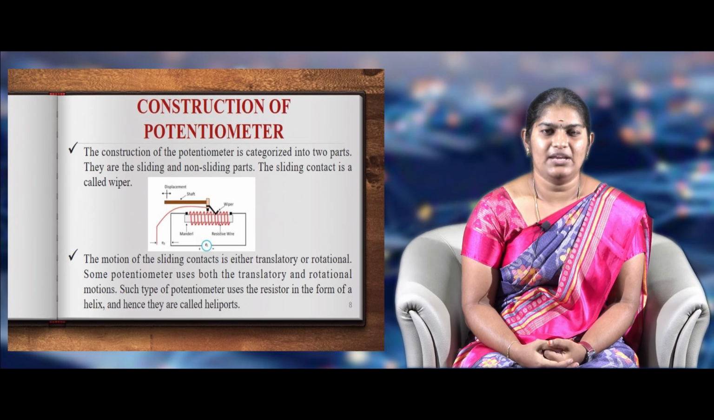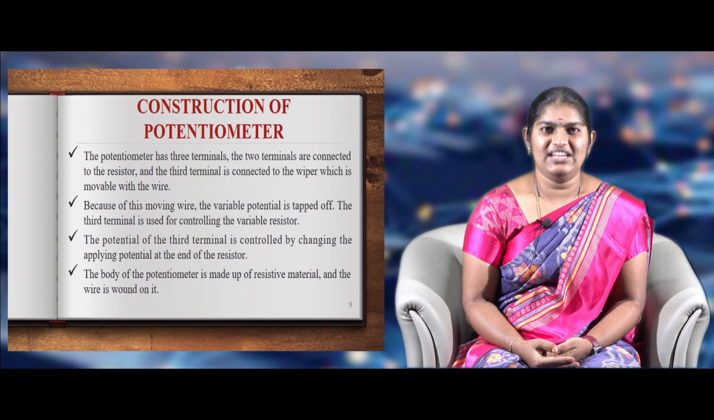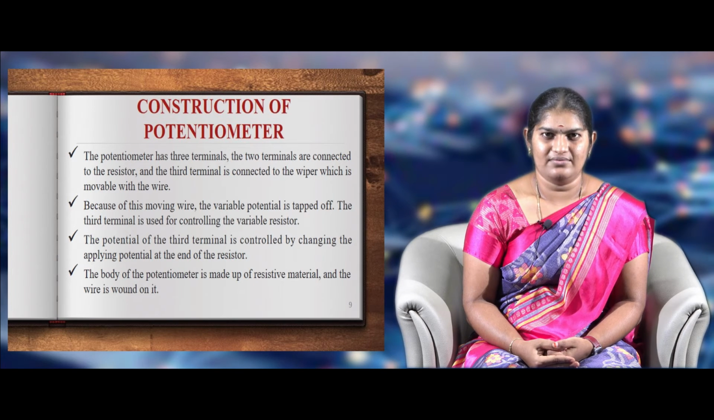They are called as helipods. The potentiometer has 3 terminals. The 2 terminals are connected to a resistor and the third terminal is connected to a wiper, which is moving along the wire. Because of this moving wire, the variable potential is tapped off.